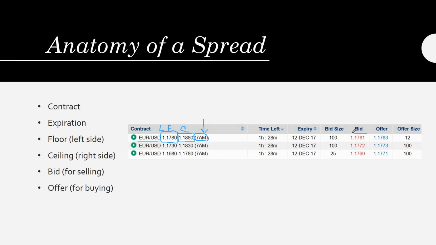Now, you also have a bid price, and you have an offer price. The bid price, which is in blue, is used to buy the spread. The red price, which is under the bid, is used to sell the spread, okay?